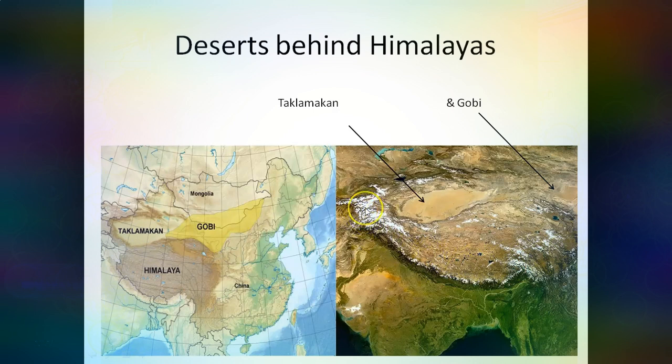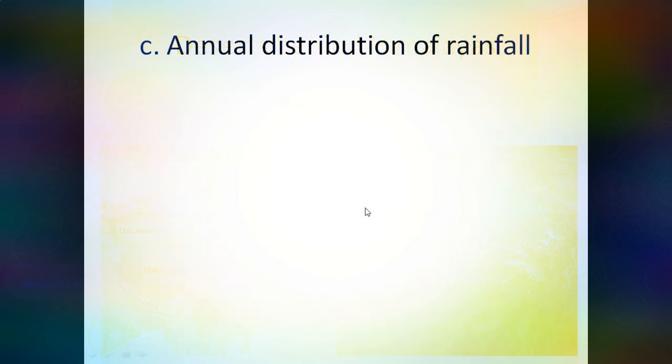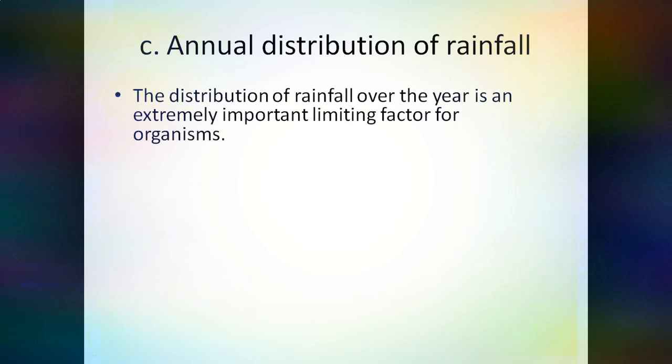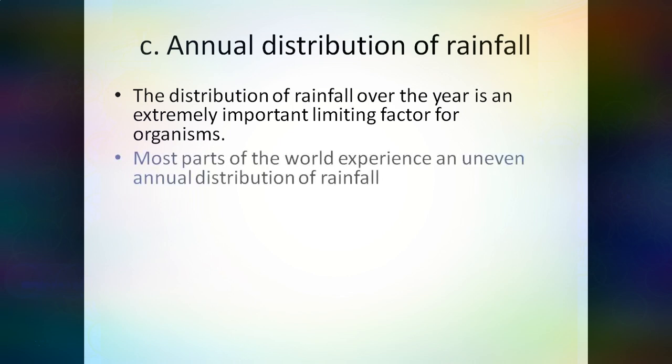You can also observe the snow cover. So the annual distribution of rainfall is also important. Distribution of rainfall over the year is a very important limiting factor for organisms.